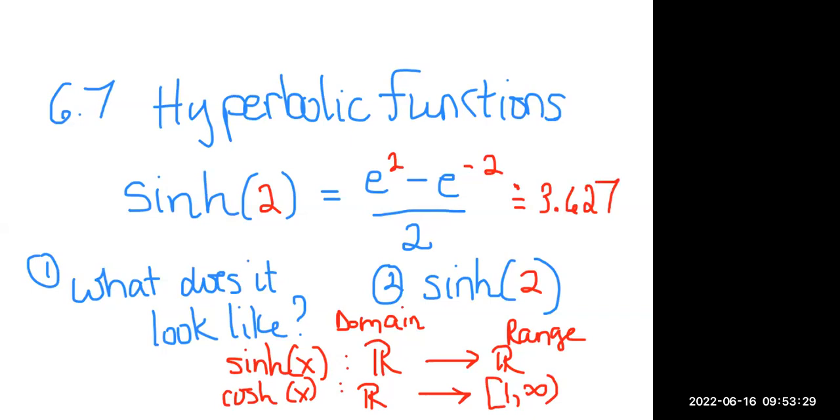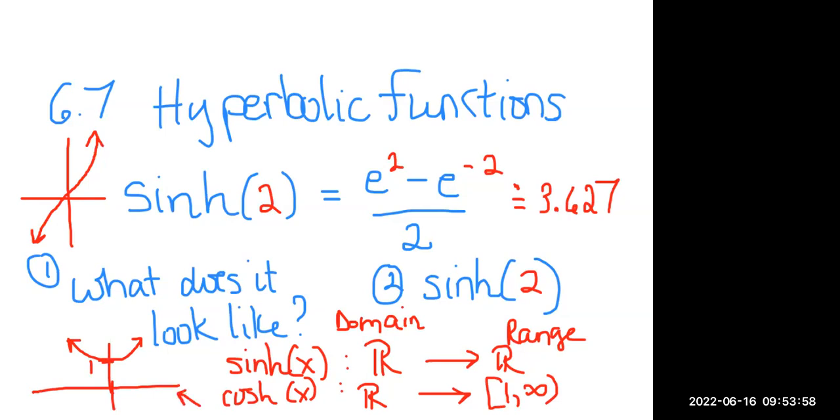You could look at graphs of these. The hyperbolic sine function is going to have kind of this look. The hyperbolic cosine almost looks like a parabola, but it's up here at 1. The y values never dip below 1. So we can graph those on our technology as well.